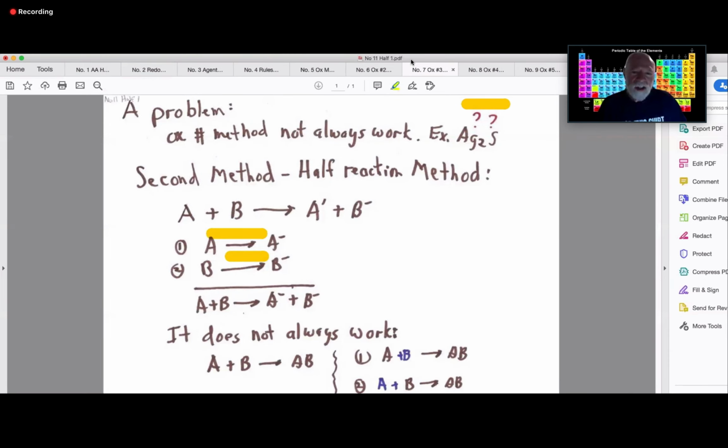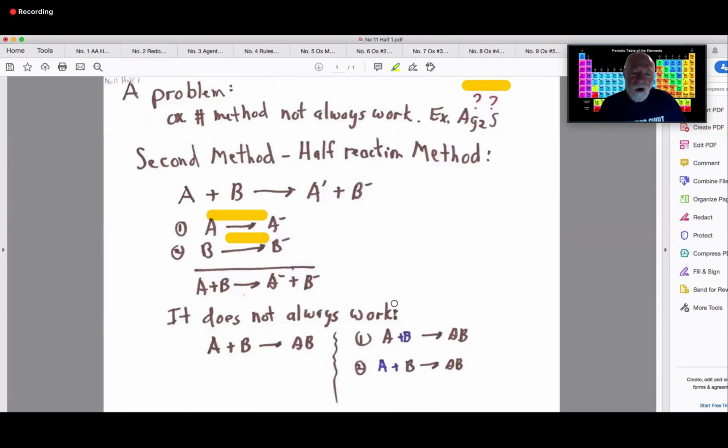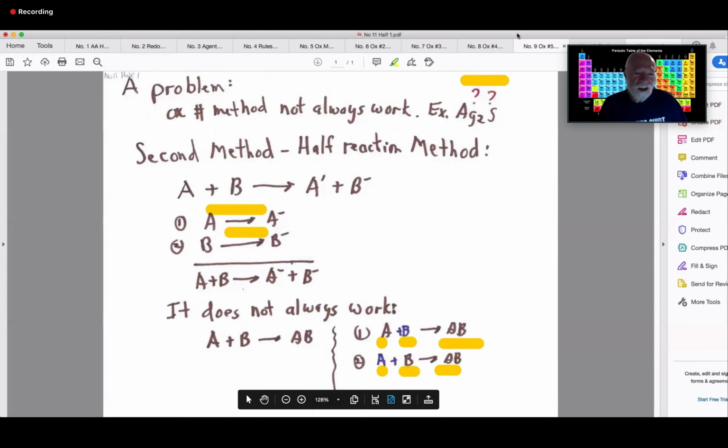Now, unfortunately, this method doesn't work all the time. Let me give you an example. Let's say the reaction is A plus B gives you AB. So you decide to break them into halves by having A go to AB. But where's the B going to come from? You got to write B here, okay? And the second half reaction is B goes to AB, but to balance you have A here. Notice what happens. You're writing the overall reaction twice.